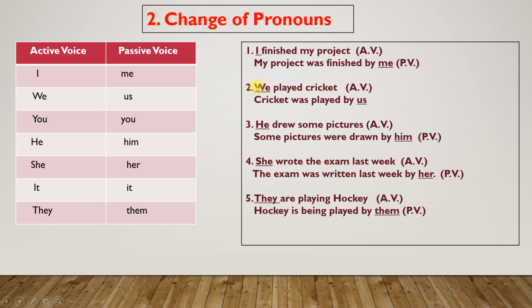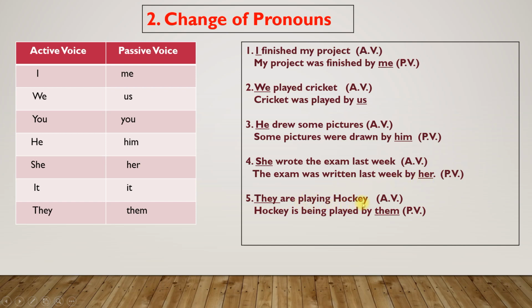Second example, we played cricket. So the same rule is applicable here. Cricket was played by us, we becomes us. Third one, he drew some pictures. Some pictures is plural, right? Some pictures were drawn by him, he becomes him in passive, right? And she wrote the exam last week. The exam was written last week by her, so she becomes her here.